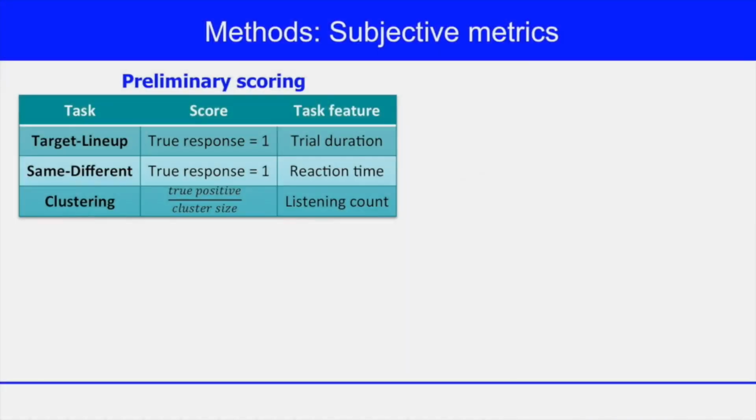Our primary goal was to evaluate and compare perceptual SID performance across different tasks. For each participant, we calculated a trial score. For the TL and SD task, participants received a score of 1 for each true response. For each cluster trial, we first identified each cluster that contained an inset speech recording. We then calculated a cluster score based on the number of inset speech recordings in the cluster divided by the total number of speech recordings in the cluster. In addition, we measured different task-dependent metrics, as illustrated on the table, to examine whether they correlated to performance.